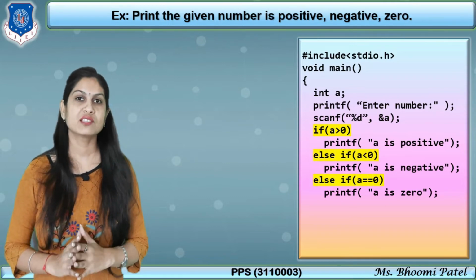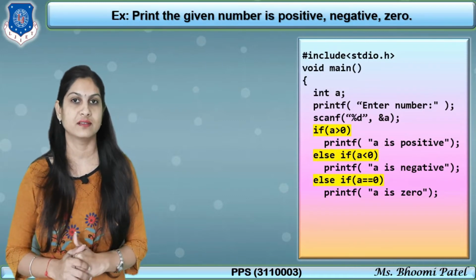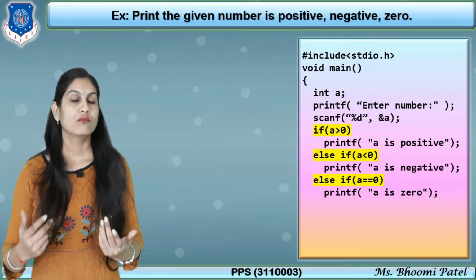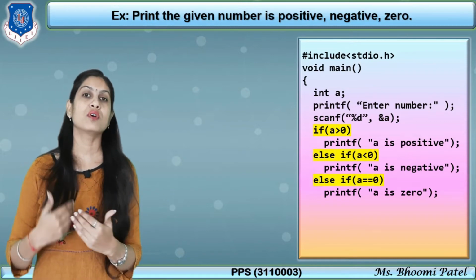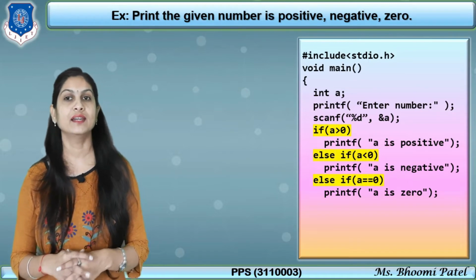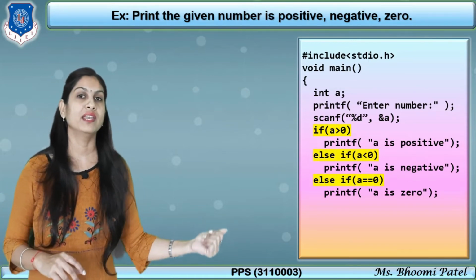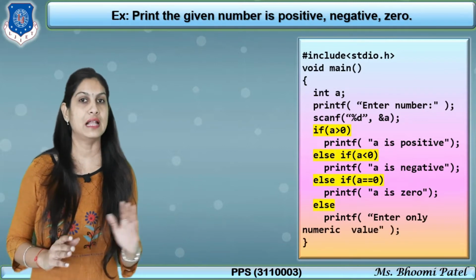Clear? And if the number you have entered is not greater than 0, less than 0 or equal to 0, in which case will that happen? Suppose you have entered a character by mistake, then what happens? Our output is none. So for that we have to add an else part, and in the default statement we write "enter only numeric value". Clear? So this is about the else if ladder.